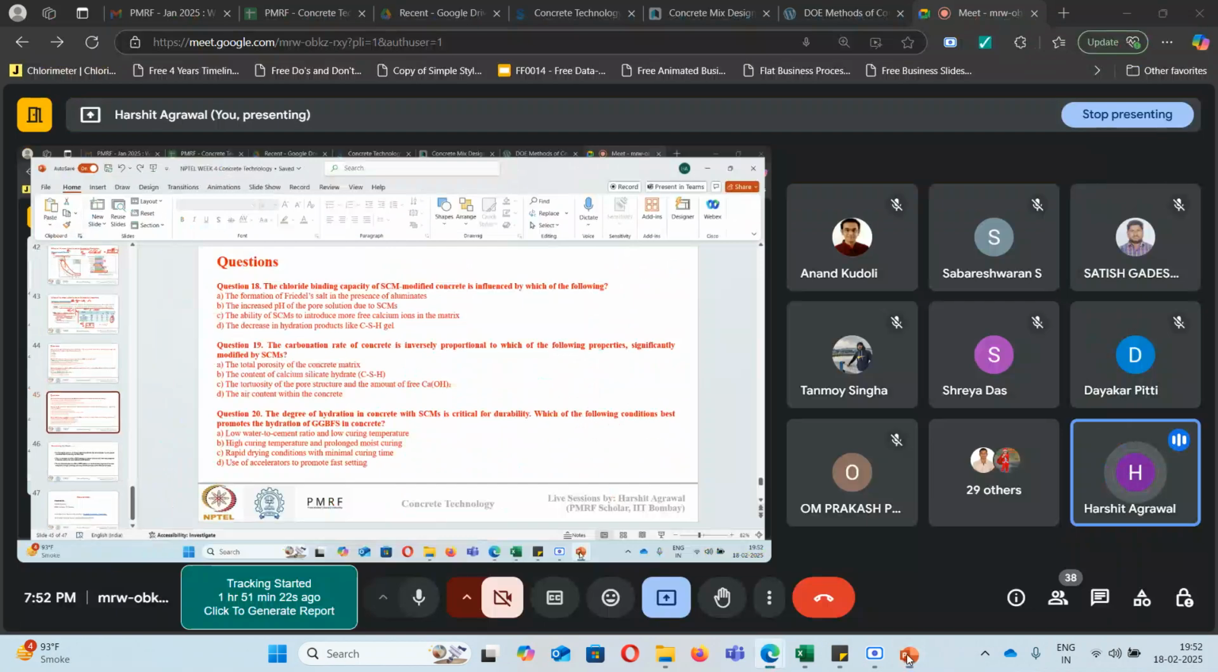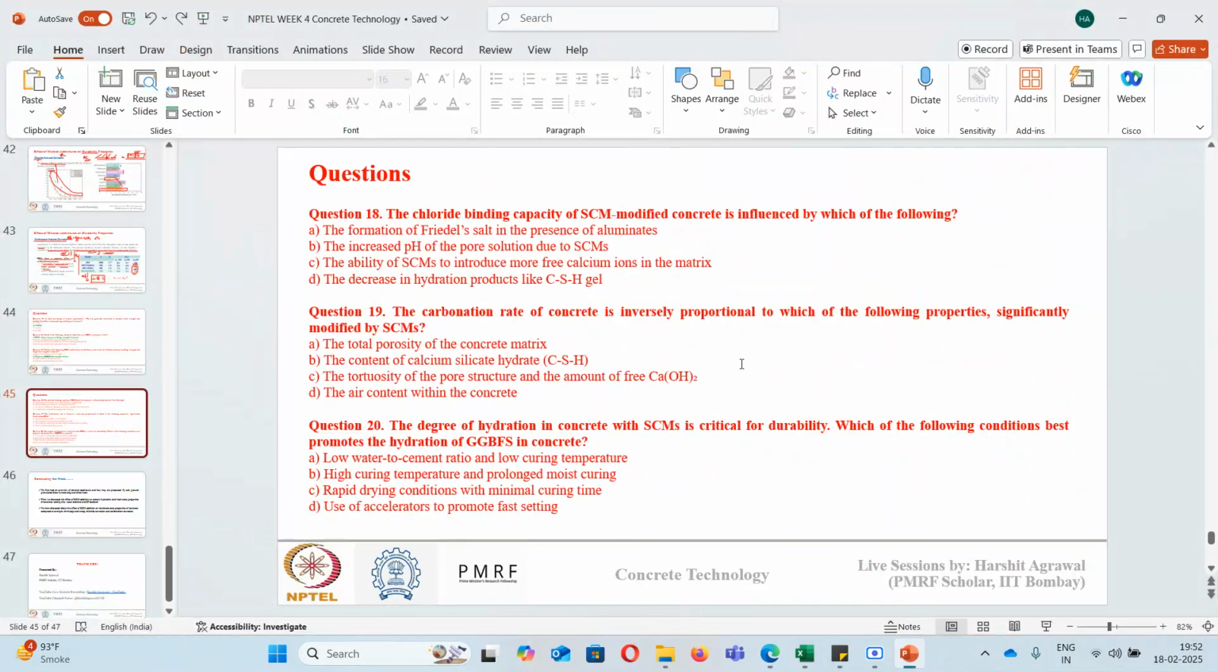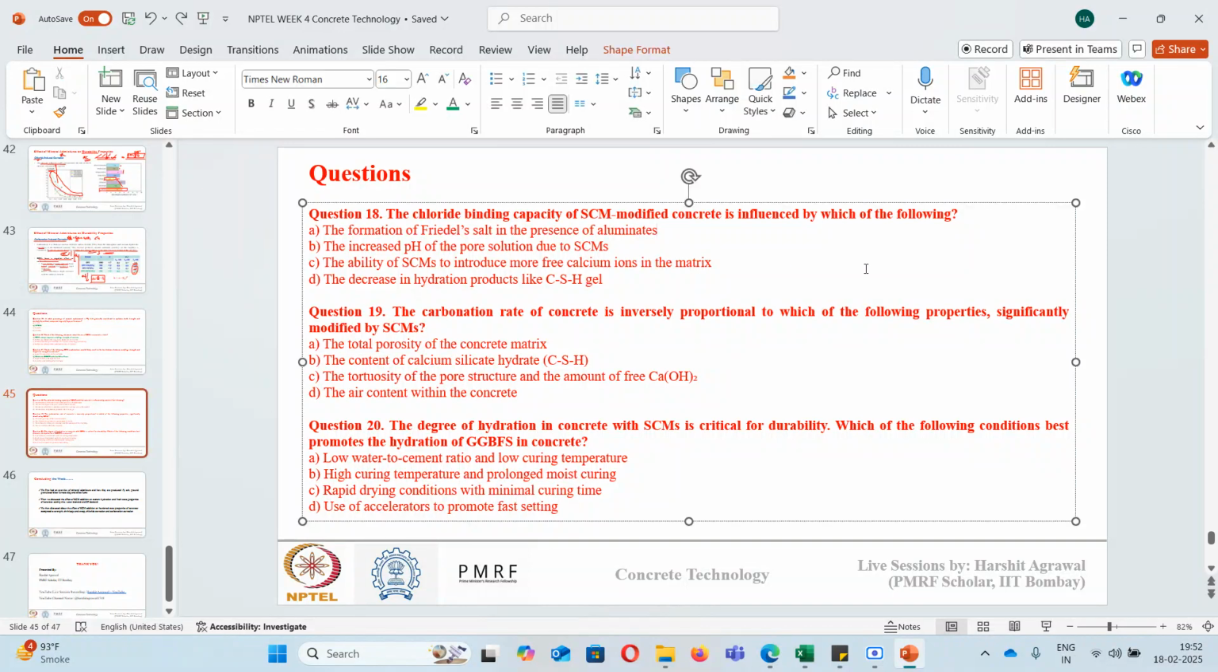Okay, let's see the answer for these three questions, the final three questions, so that we can move to the discussion part then. Okay, so first question is the chloride binding capacity of SCM. So firstly, what is known as chloride binding? So what happens in concrete when chloride ions enter? So these chlorides, they can react with aluminates and they can form some product. So these products are known as Friedel's salts. So this is known as chloride binding.